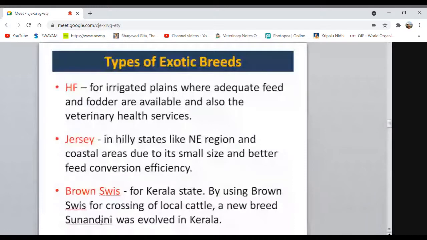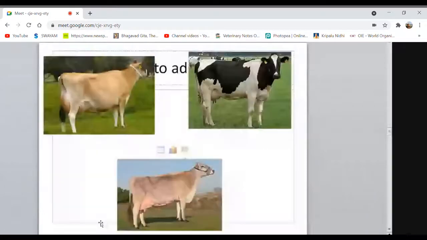evolved a new breed known as Sunandini by using Brown Swiss and their local cattle. So here is the top. This one is your Jersey. Then the white and black spot is Holstein Friesian. Down is Brown Swiss.